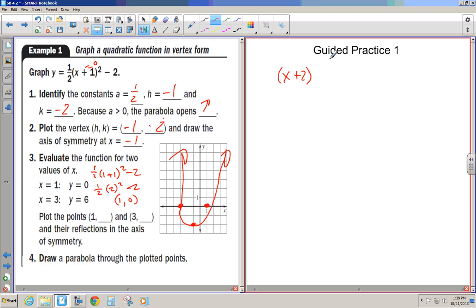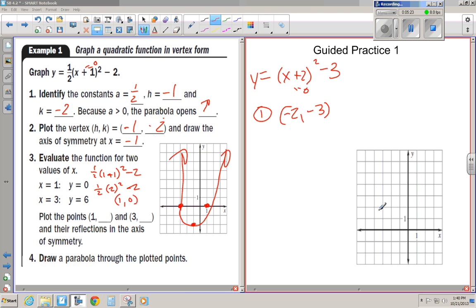(x plus 2) squared minus 3. All right. So what was the first step? Step 1, plot the vertex. Well, what makes this equal to 0? (-2, -3). Okay. (-2, -3). All right. So (-2, -3).